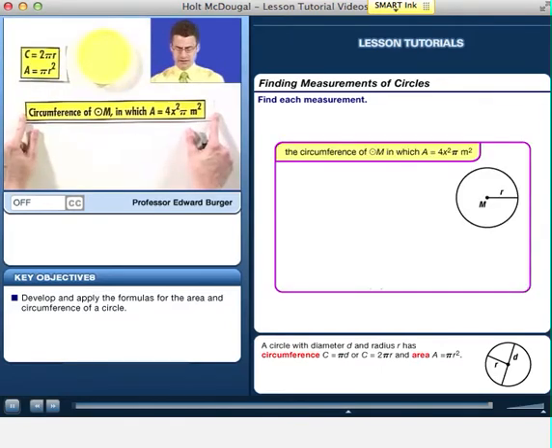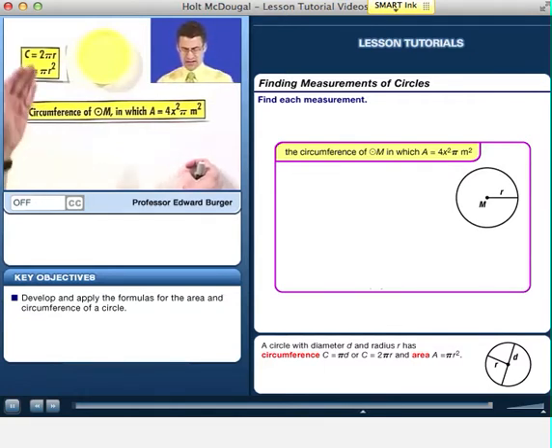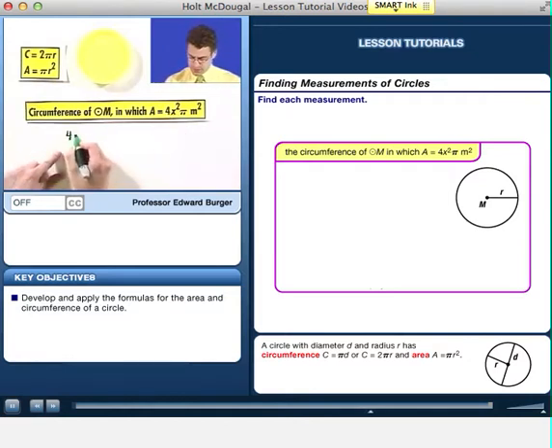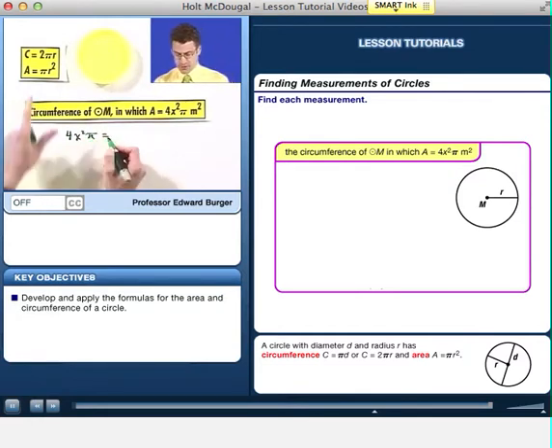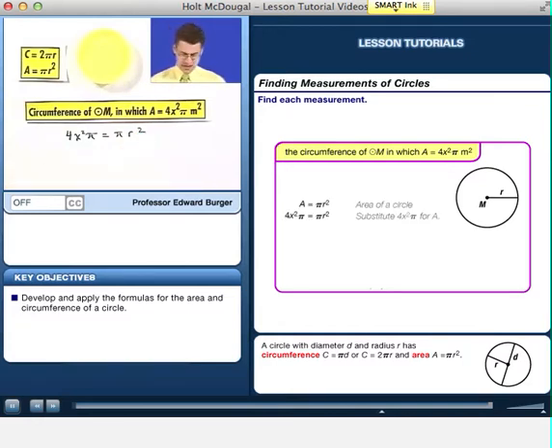I want us to figure out the circumference of the circle M, in which the area is given by 4x squared pi. Tricky. To find the circumference, I have to know the radius. And so to find the radius, I've got to go back to area. So the area is 4x squared pi, but we know the formula is pi r squared. So if I first divide both sides by the pi to get the r squared by itself, the pi's simplify, and I'm left with just 4x squared equals r squared. And so now I can actually take the square root of both sides.